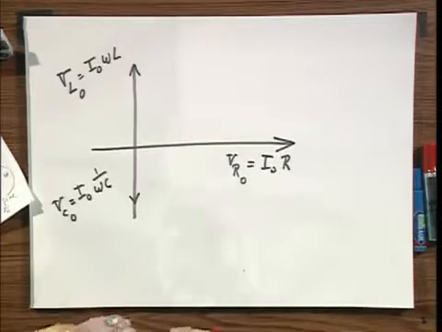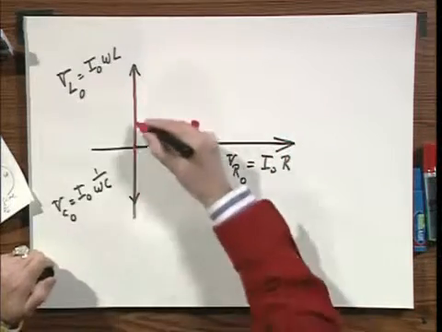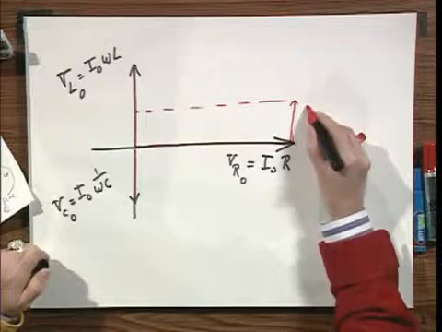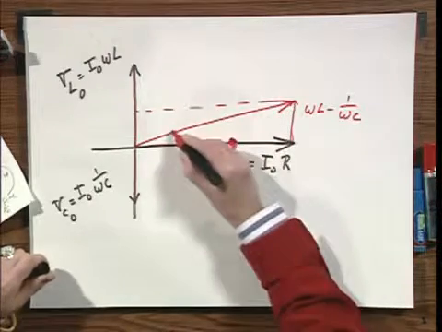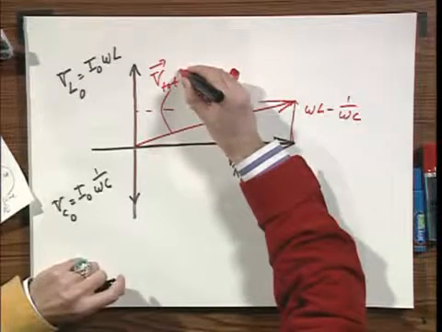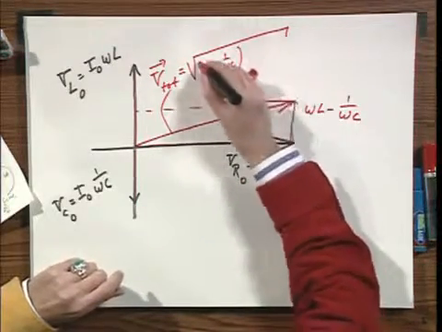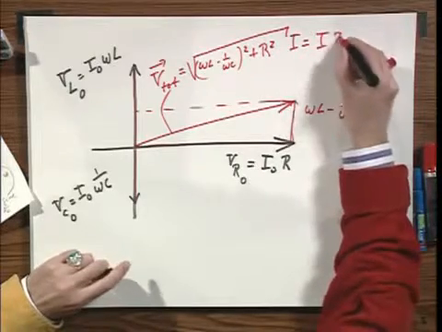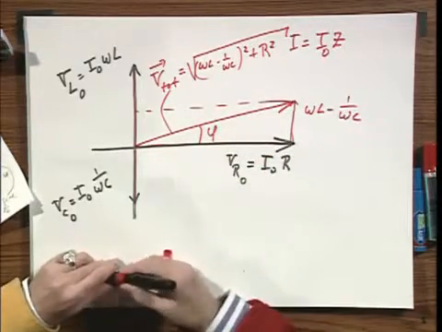I can now make a vector diagram. This is a vector, this is a vector, and this is a vector. I add first these two vectors up. That gives me here a vector omega L minus 1 over omega C. And now I have here a vector, and this vector V, which is now the total voltage around the whole circuit, equals the square root of (omega L minus 1 over omega C) squared plus R squared times I, which is I times Z. It's I0, because I have I0s everywhere. And here is that angle phi, the way I have defined it before.